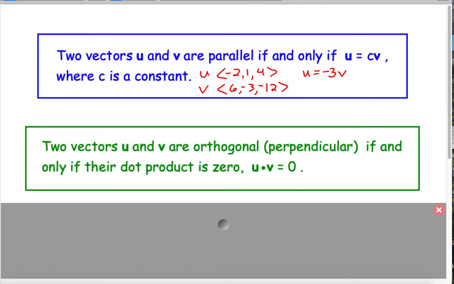And then we also know that 2 vectors are going to be orthogonal or perpendicular, or sometimes we'll use the term normal, if and only if their dot product is 0. And just to make sure you understand, the if and only if means that this is a biconditional. So if I tell you 2 vectors are orthogonal, you automatically know their dot product is 0. On the other hand, if I tell you that 2 vectors have a dot product equal to 0, you know that they're orthogonal.